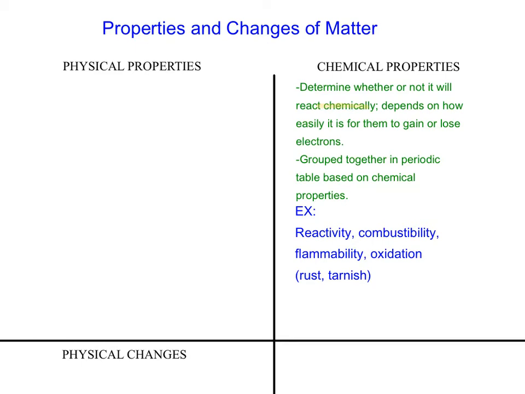Some examples of how they react: reactivity, combustibility, flammability, and oxidation, which is probably a new word for you. Examples of oxidation are rusting and tarnishing, so you need to be aware that those are in fact chemical properties. That has to do with the atoms or molecules rearranging.